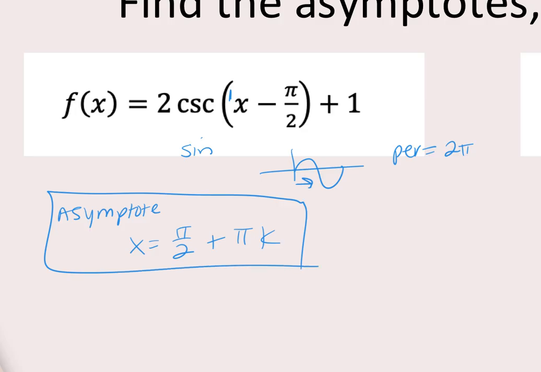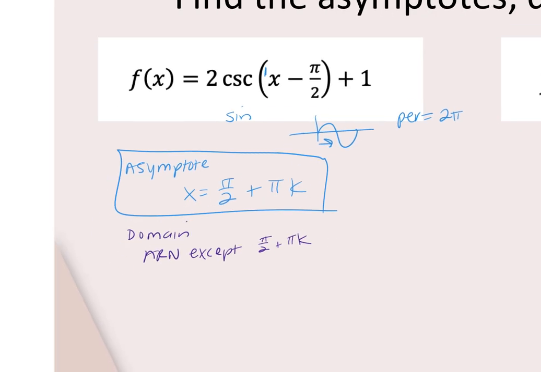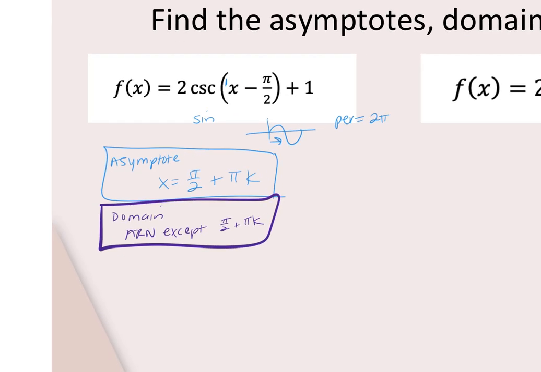My domain is the exact opposite of that. It's all real numbers except that. All real numbers except pi over 2 plus pi k. And then for the range, what I'm focusing on is my max and my mins. I don't care about my horizontal key points at that point. I know it would be sine, so it would start at 0, go up to 2, come back down, negative 2, back up to 0. And because there's a vertical shift up 1, that means I'm starting at 1, going up to 3. So 3 is my max, coming back down. Going to negative 1, that's my min, coming back up.